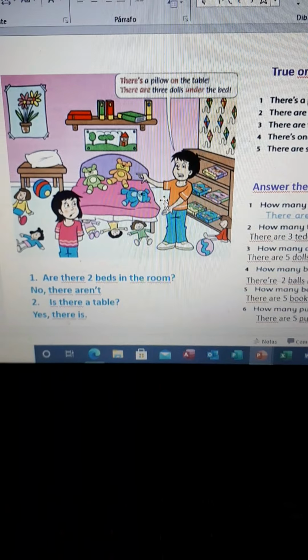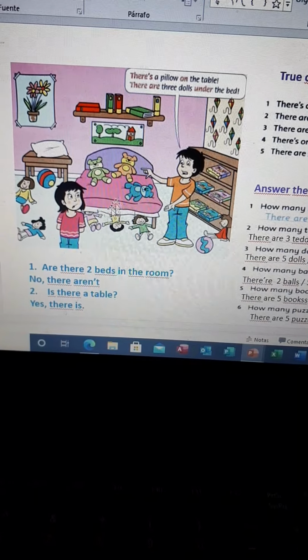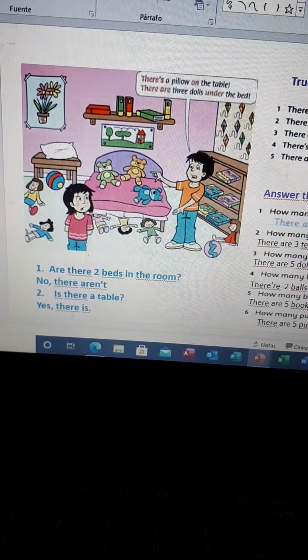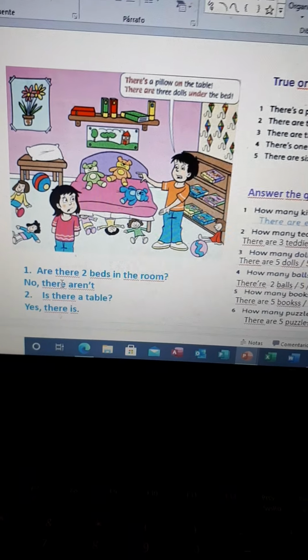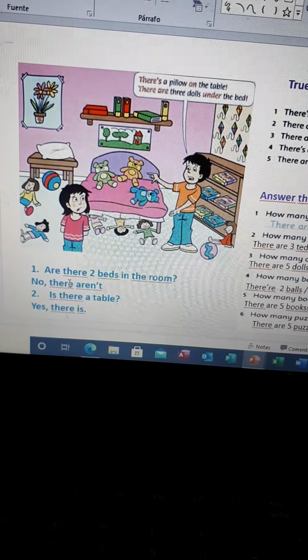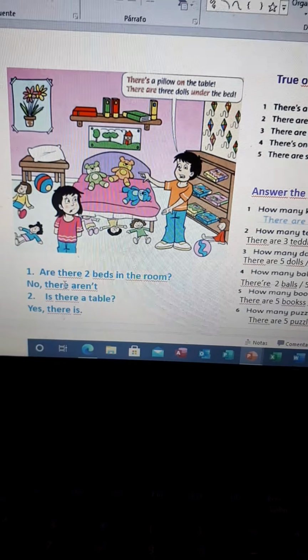Okay, so we also review the questions, how to make a question. Remember that the question begins with the auxiliary am, is, or are. I'm sorry, but in this case we're only going to work with are and is. Is for singular, are for plural. Now, we have a question.